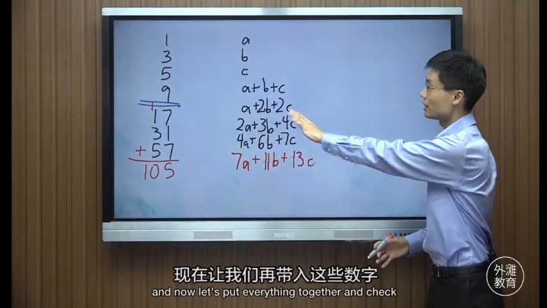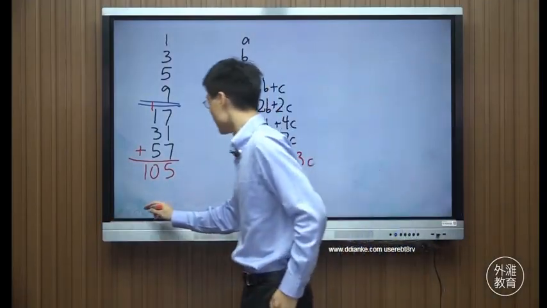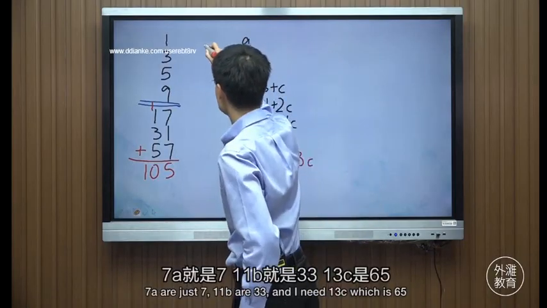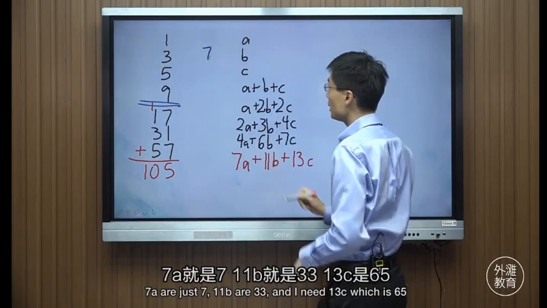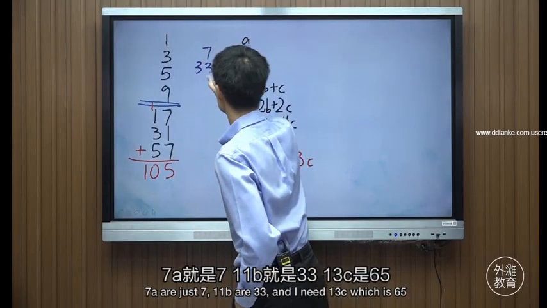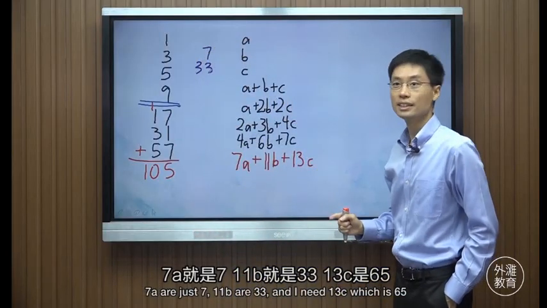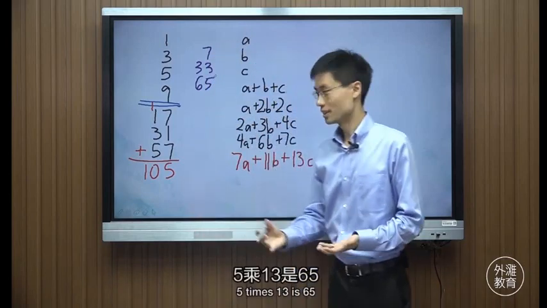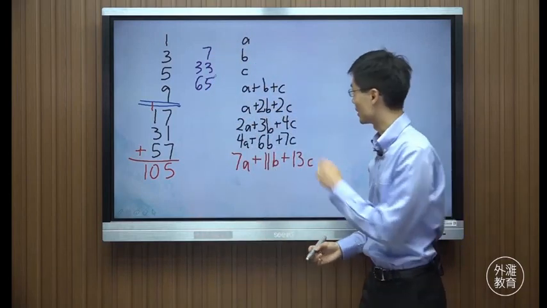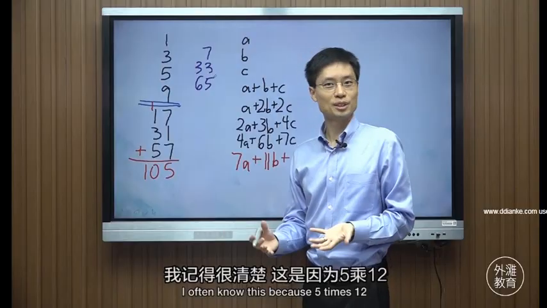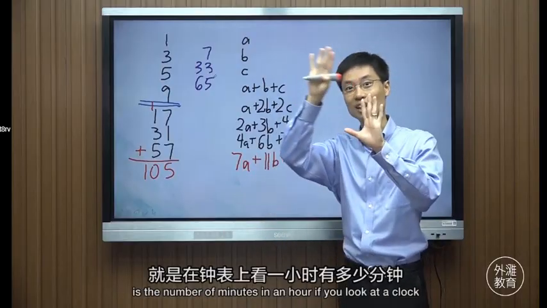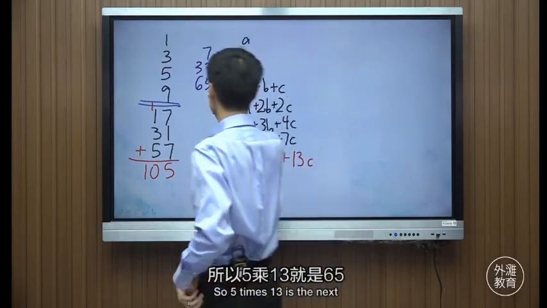And now let's put everything together and check. If I was to multiply these together, 7 A's are just 7. 11 B's are 33. And I need 13 C's, which is 65. 5 times 13 is 65. Okay? I often know this because 5 times 12 is the number of minutes in an hour, if you look at a clock. And so 5 times 13 is the next.